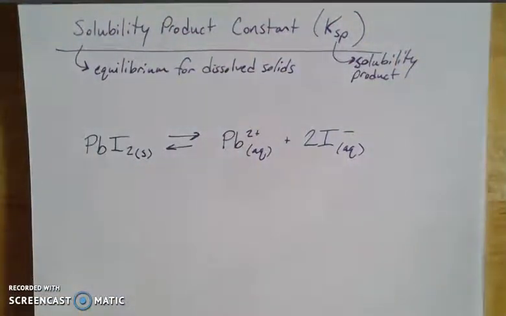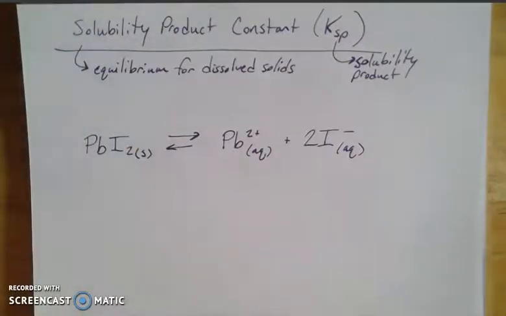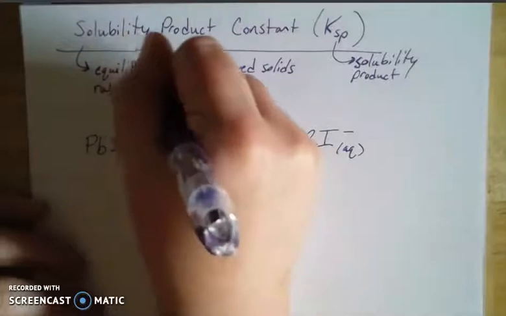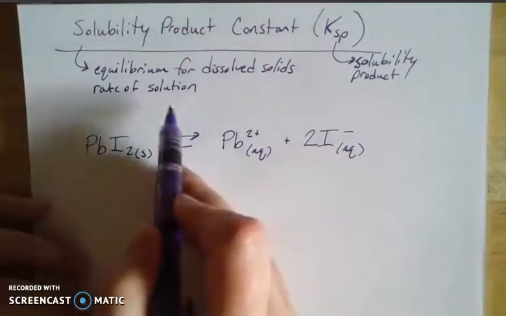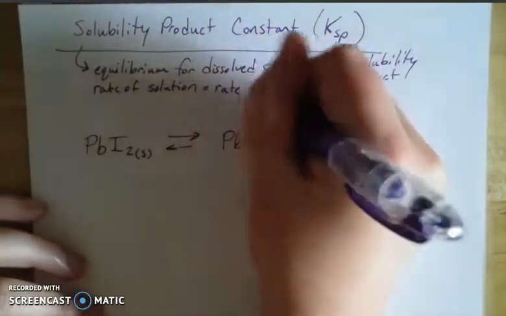And if we're thinking about equilibrium, then we know that the rate of the forward reaction is equal to the rate of the reverse reaction. That's what dynamic equilibrium is all about. These two things are happening at equal and opposite rates. If we're thinking about this with solubility, it's really that the rate of solution, meaning the rate of solid that is being dissolved into solution, is equal to the rate of dissolution.